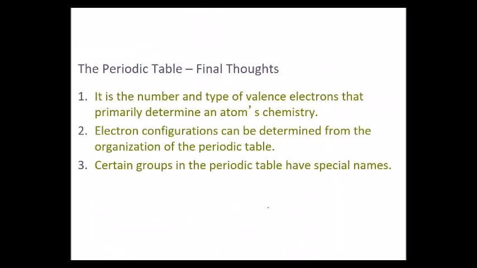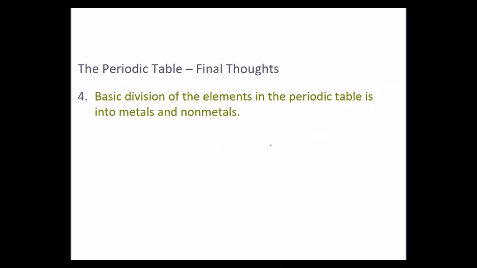All right, so final thoughts. The number and type of valence electrons determine the atom's chemistry. Electron configurations are determined. Certain groups have special names, besides just the periodic trends. The basic division is between metals and nonmetals on that staircase, with the metalloids.